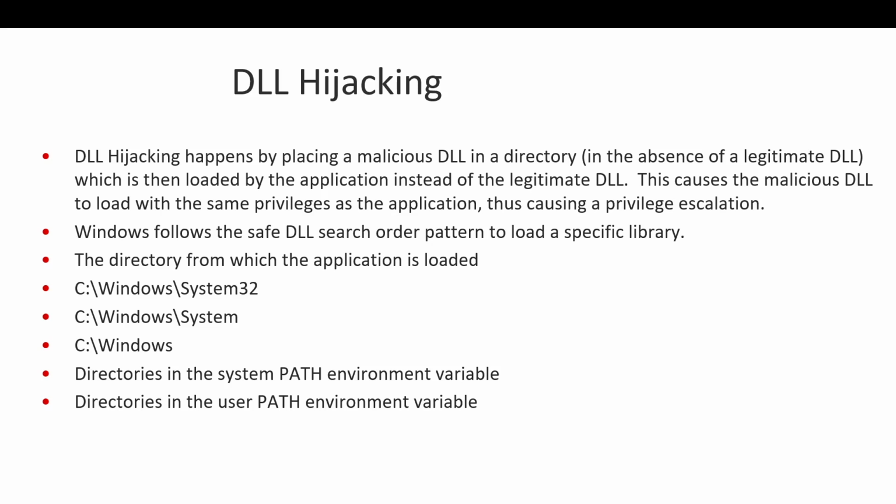DLL hijacking is nothing but whenever an application is missing some DLL files, or due to a missing absolute path, right? Then in those cases the attacker creates a malicious DLL. Either he will replace the legitimate DLL, or he could place the DLL in the place where the system searches for that particular DLL. We will get more into this in the POC part.